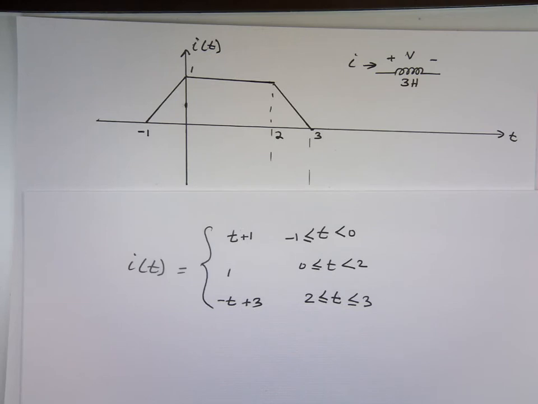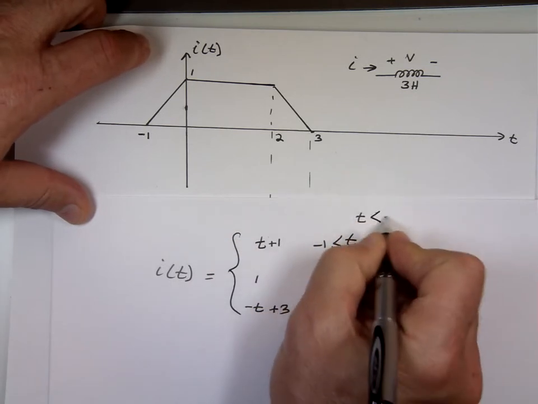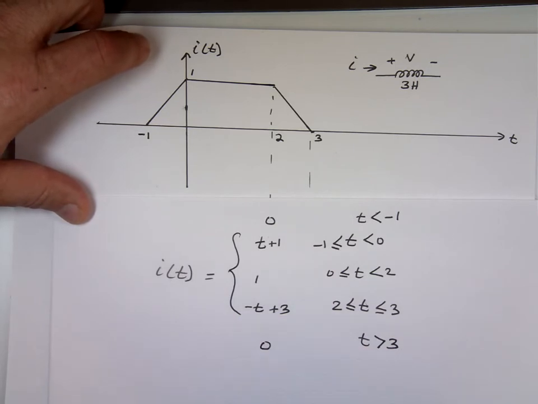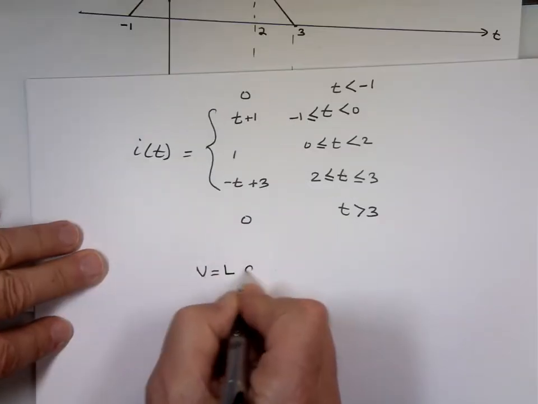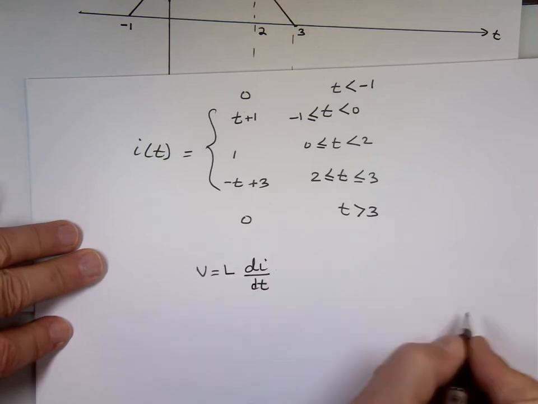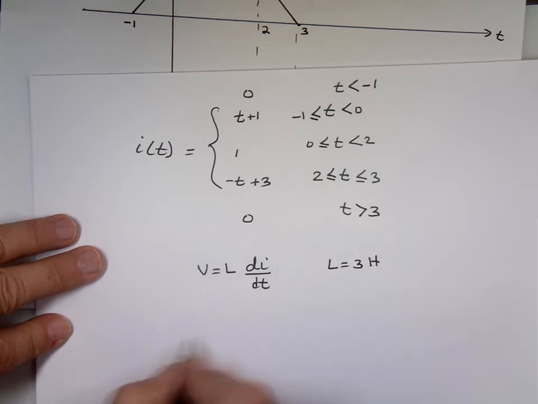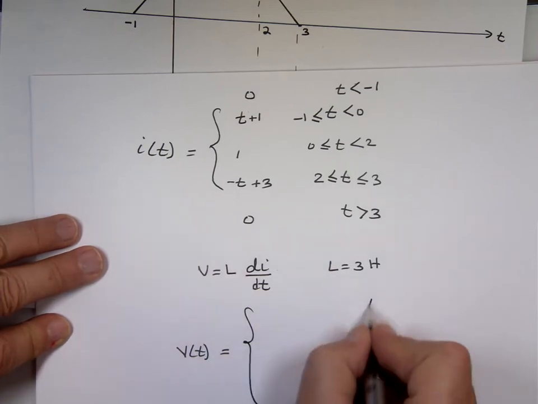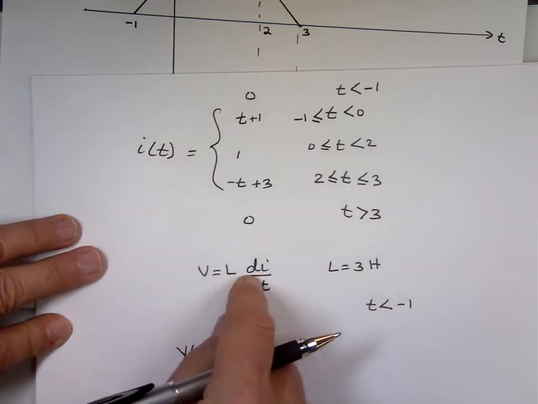Now I want to find the voltage, V equals L di/dt. So to the left of this, remember for t less than -1, what was the value? 0. For t greater than 3, what was the value? 0. So let's find V equals L di/dt, and L equals 3 henry. So what's the voltage? For t less than -1, what's the derivative of 0? 0 times 3 is 0.